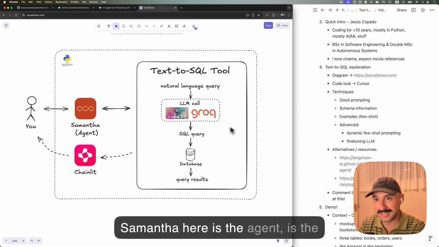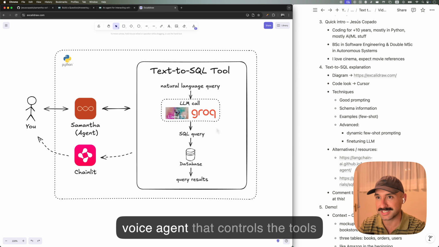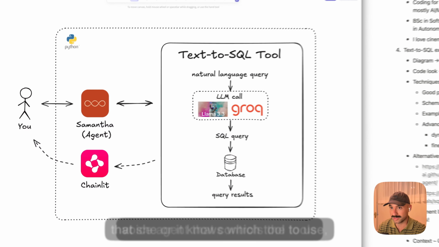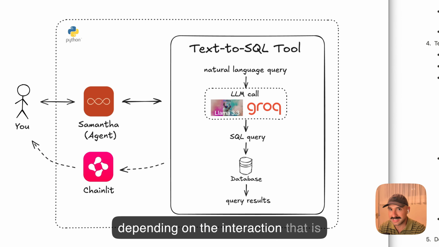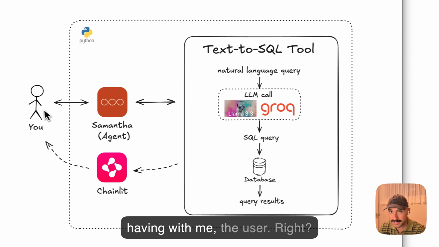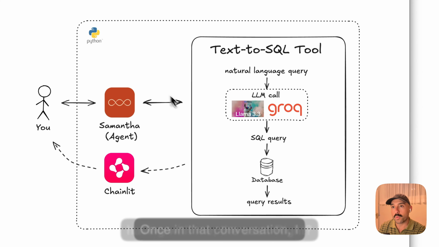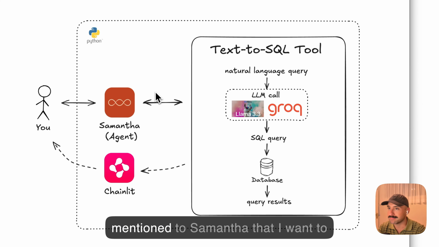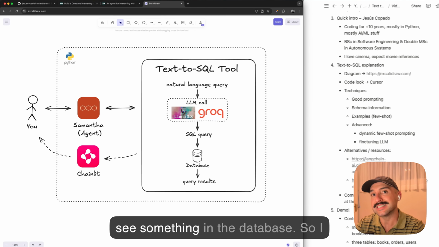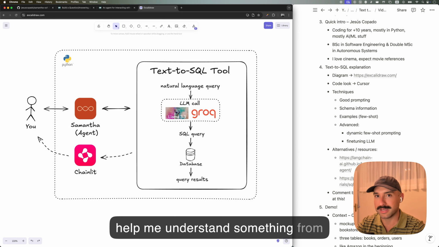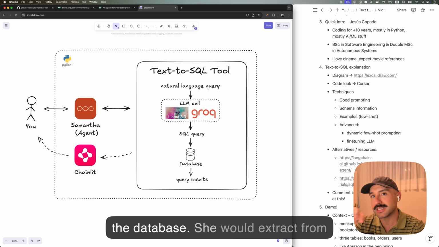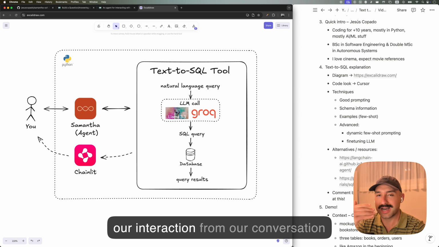Remember that Samantha is the voice agent that controls the tools, and she knows which tool to use depending on the interaction she is having with me, the user. Once in that conversation, I mention to Samantha that I want to see something in the database, so I want her to visualize something or help me understand something from the database. She would extract a query from our conversation.